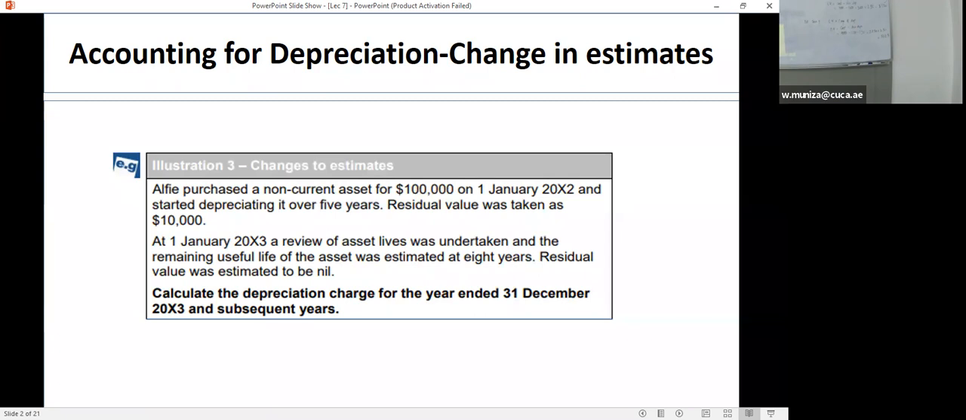What is the accounting entry? Debit will be non-current asset account. Credit will be cash. They are not mentioning whether it is for cash or anything. So cash, bank, or payables account. How much is the amount? $100,000.